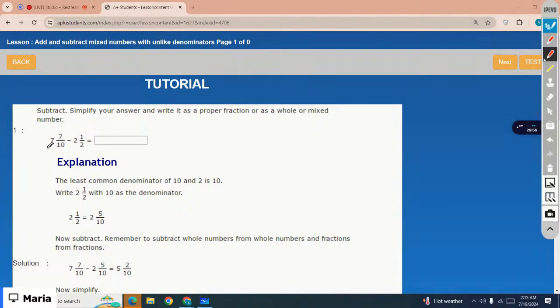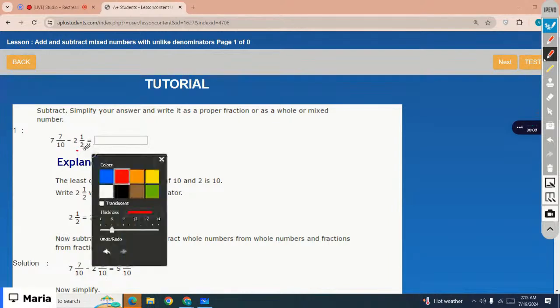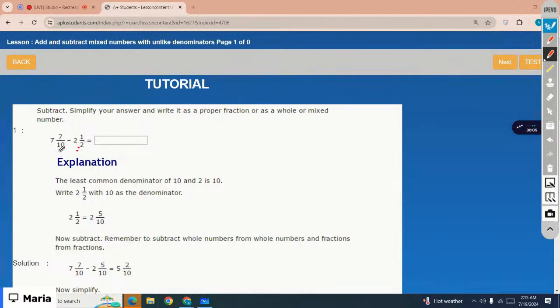Okay, let's start with the first example. 7 whole 7 over 10 minus 2 whole 1 over 2. You have to solve this without converting into improper fractions. You can solve, but their denominators are different. Here you have 10, here you have 2. You can make the denominator the same first. You need to make the denominator 10, so you need to make that 2 equal to 10.